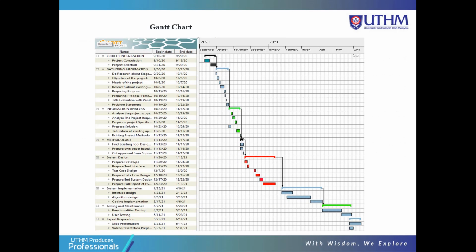This is the Gantt chart I have done. The Gantt chart starts from the project initialization, gathering information and analysis, methodology, system design, system implementation, testing and maintenance, and report preparation. All these phases were monitored by the supervisor.